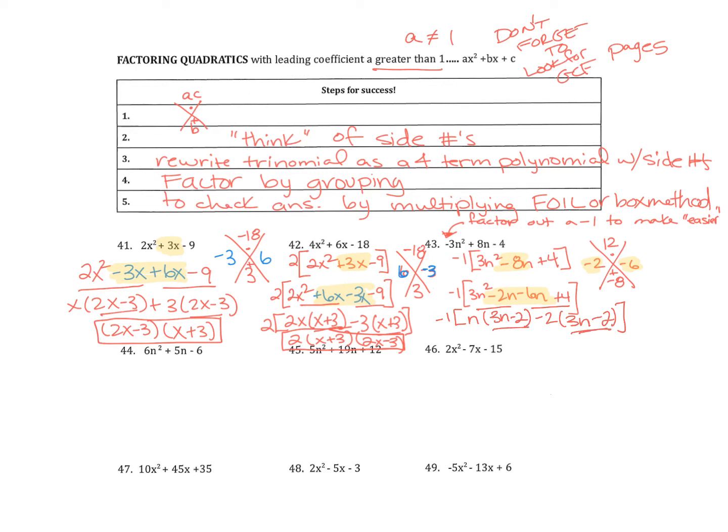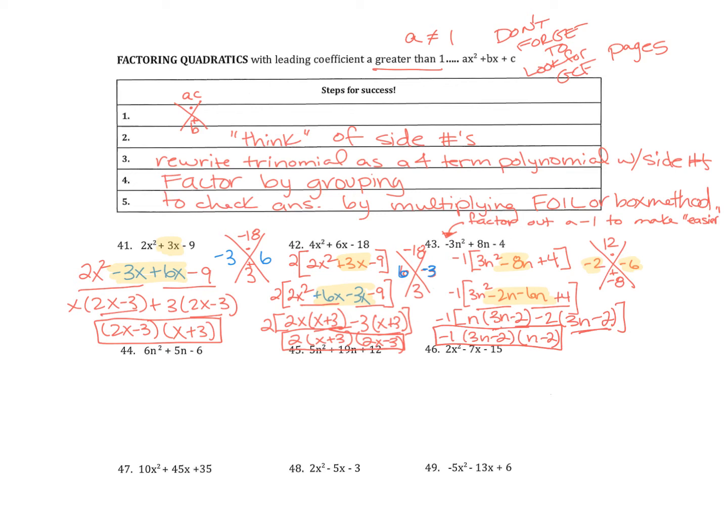So this is where I'm going to drop my brackets because they're just not useful anymore. You can keep them, but you don't need them. So negative 1, I'm going to pull my 3n minus 2 out in front and put my leftovers n minus 2 behind, or order doesn't matter there. And that would be my answer.